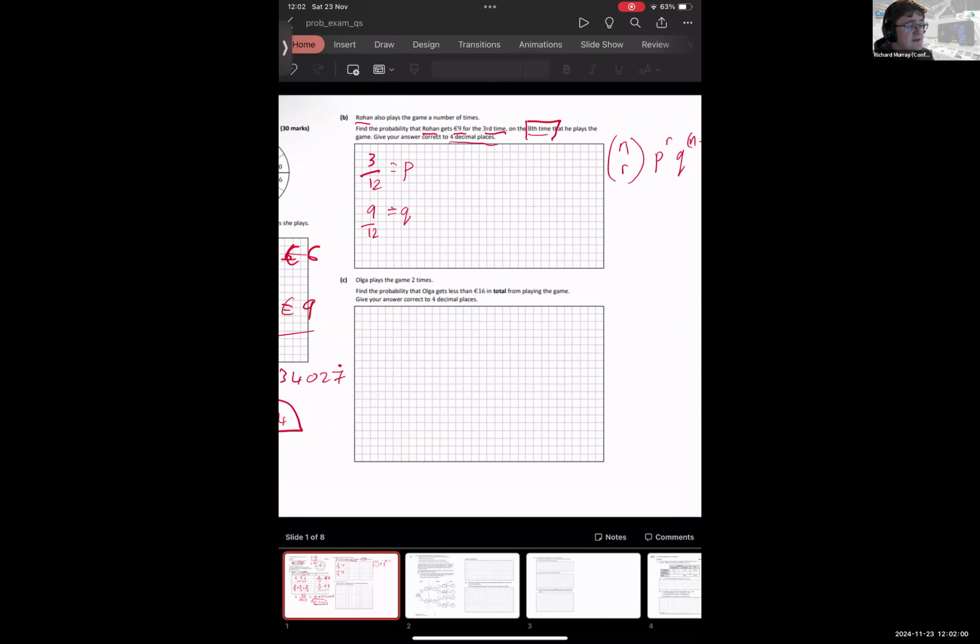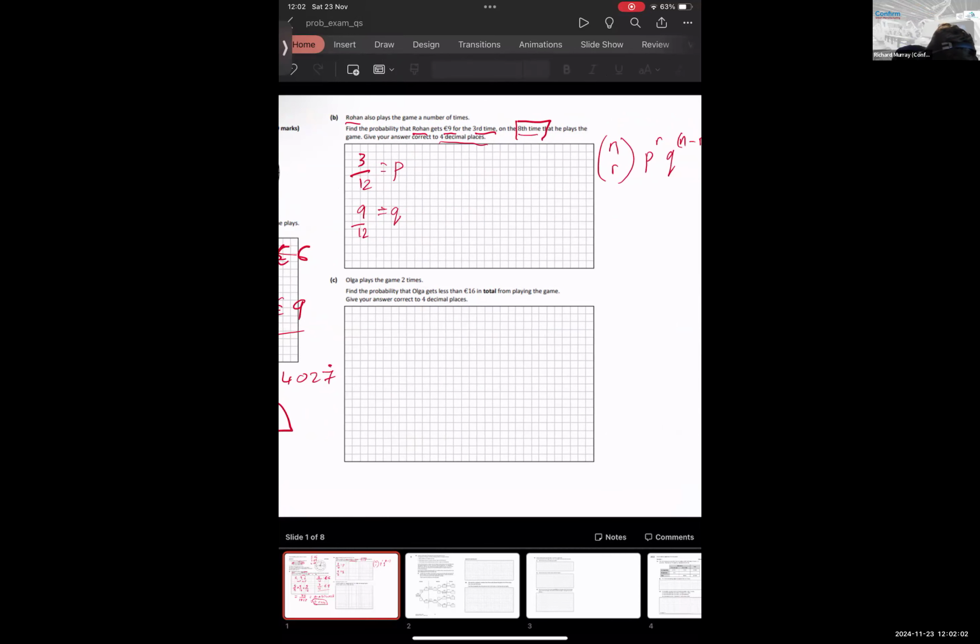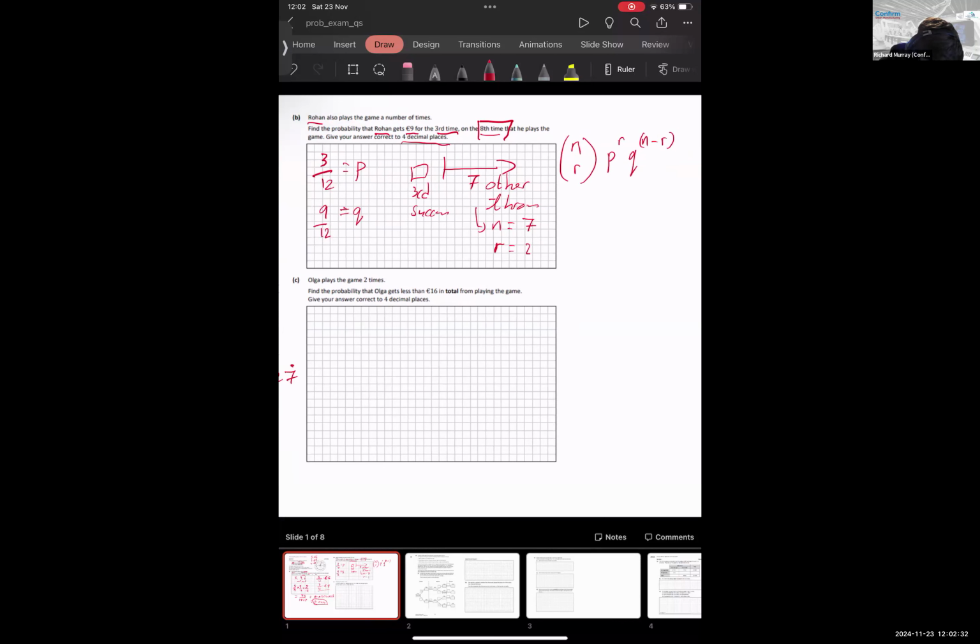So we need to separate this out into 2 parts. We've got our final throw, which is the one that we want to be sure is our 3rd success. And then before that, there are 7 other throws. So from this, we can see n is equal to 7. This needs to be our 3rd success, so beforehand, we need 2 previous successes, which means r is equal to 2.